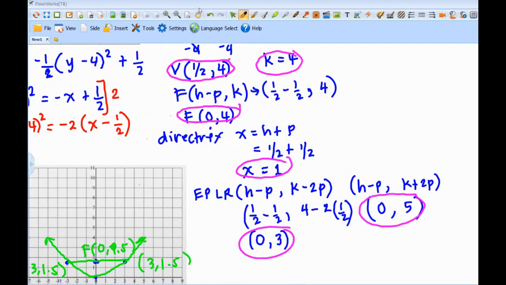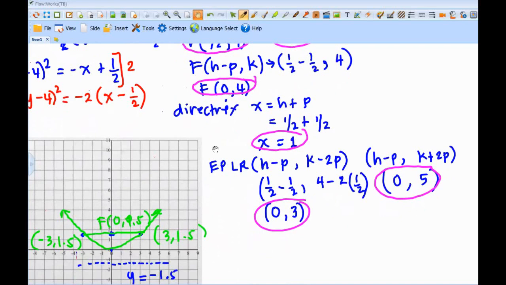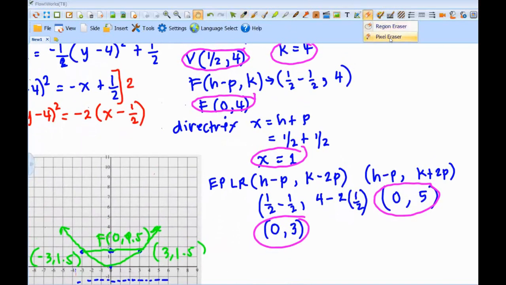Okay, so let us now graph on our given grid. I will be graphing now the vertex. The vertex is at half, 4. Half and 4 is here. That is the vertex. The focus is at 0, 4. This is the focus. Since it opens to the left, the graph is turning to the left.